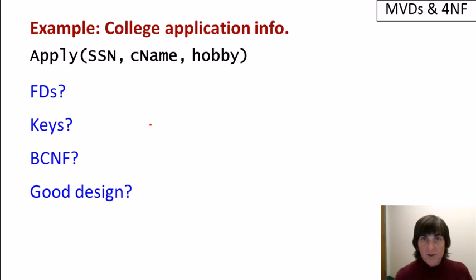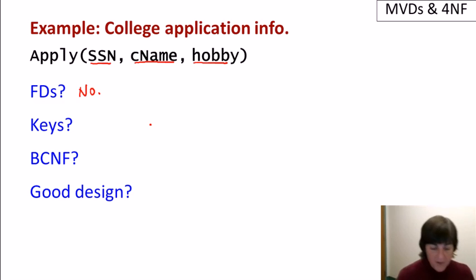So let's start with an example. We have information about students applying to colleges. The student is identified by the Social Security number. They may apply to several colleges, and in this video we're not going to have college states, just college names. We'll assume they're unique. And then the student may have hobbies. And they may apply, as I said, to several colleges and have several hobbies, but let's assume for now those are independent. So do we have any functional dependencies for this relation?